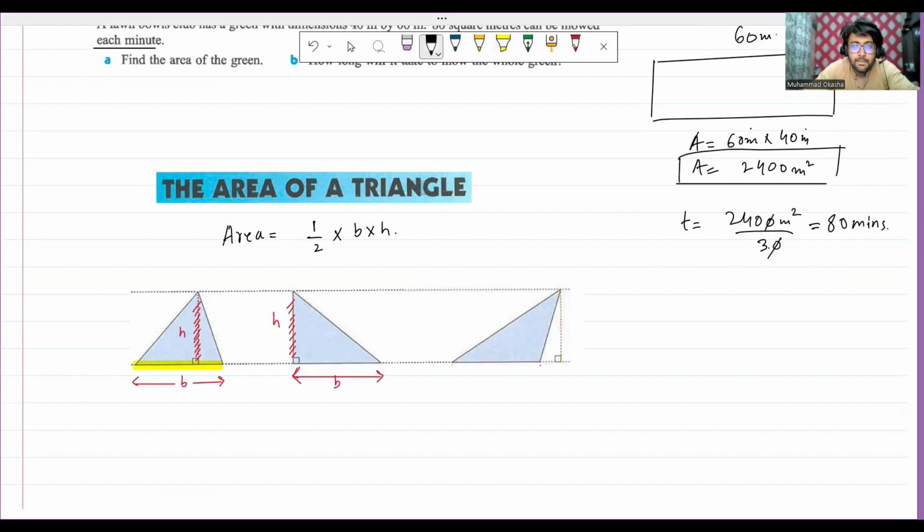So this is the base, right? And the length of the base would not change, and this would now be my height. Once you have the base and the height, you can just put it in this formula, a half times base times height, and you will get the area of the triangle. Makes sense. Let's do a bunch of questions.